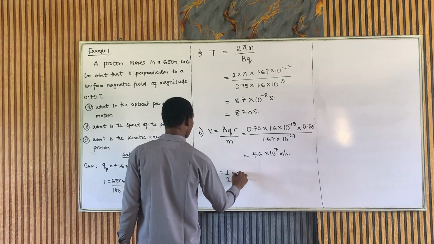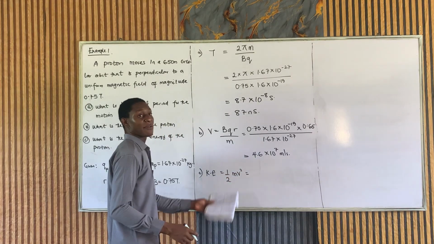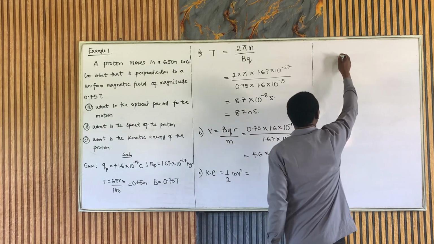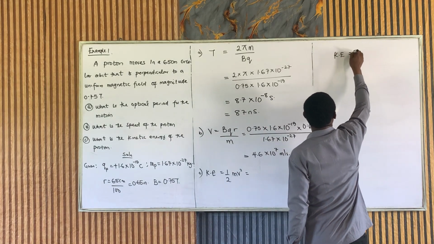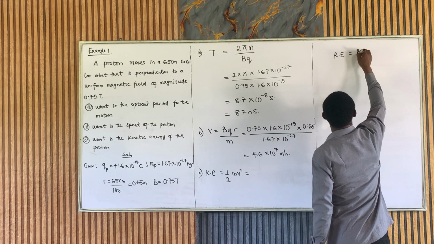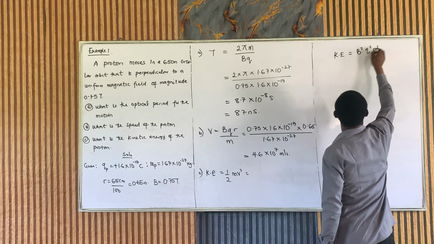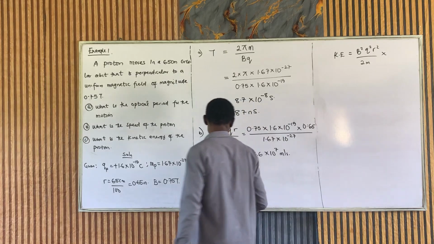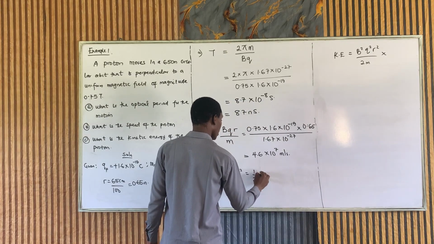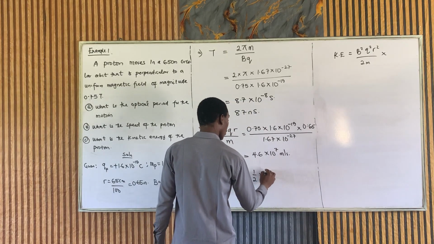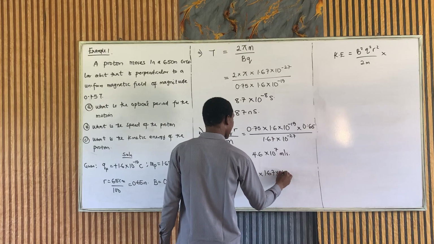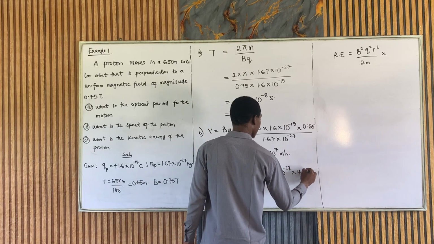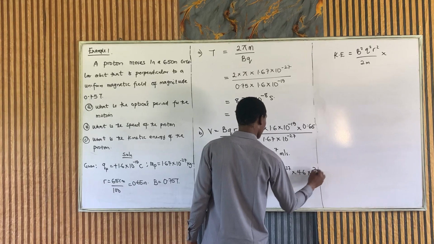mv squared. Now, we've gotten our v already, so there's no need to use the second relationship, which is given as kinetic energy is equal to B squared, Q squared, R squared over 2m. I don't need to use this since I already have my velocity. So I'll just say 1 over 2 times the mass, 1.67 times 10 raised to the power minus 27, times the velocity, 4.6 times 10 raised to the power 7.